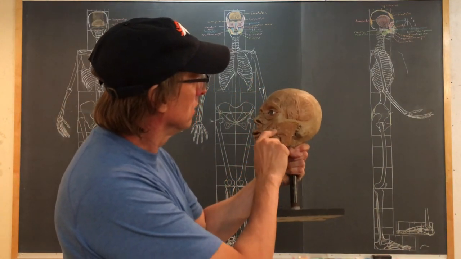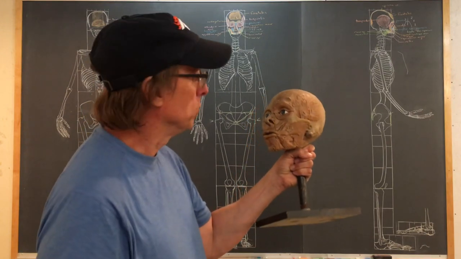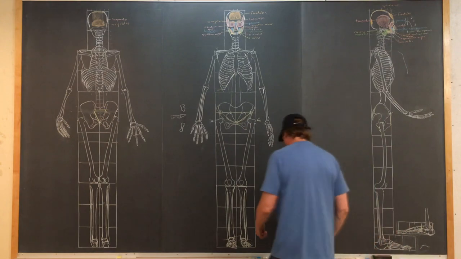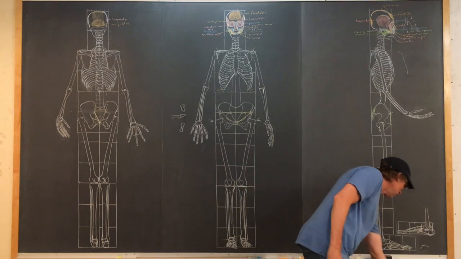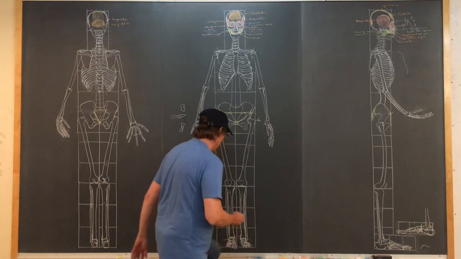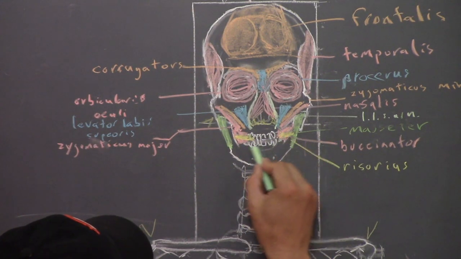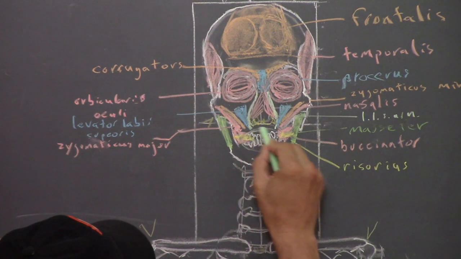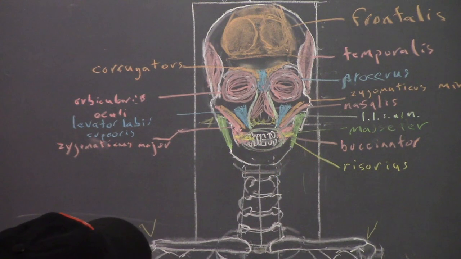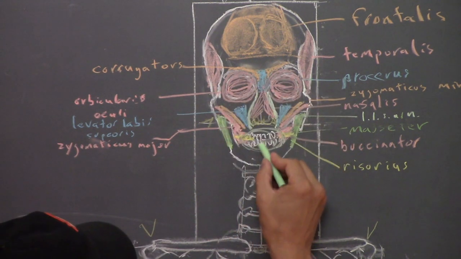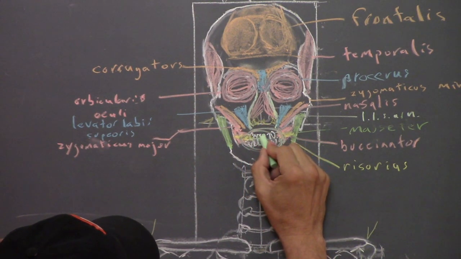All right, here's the buccinator, deep to the risorius, coming down across to the corner of the lips there. All right, we can take on another round muscle, the orbicularis oris. So this is going to be covering a major area of the mouth here. And similar to the eyes, it's going to have a slit here in the middle.